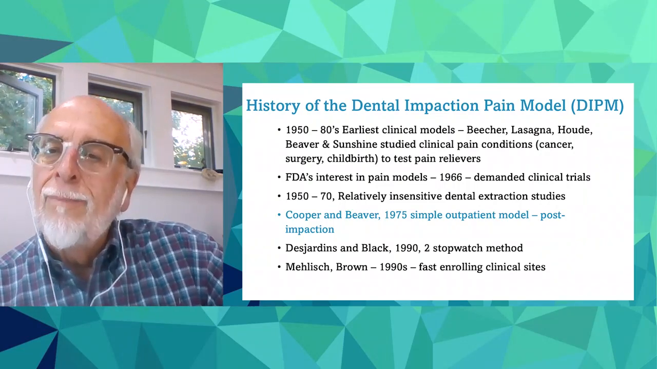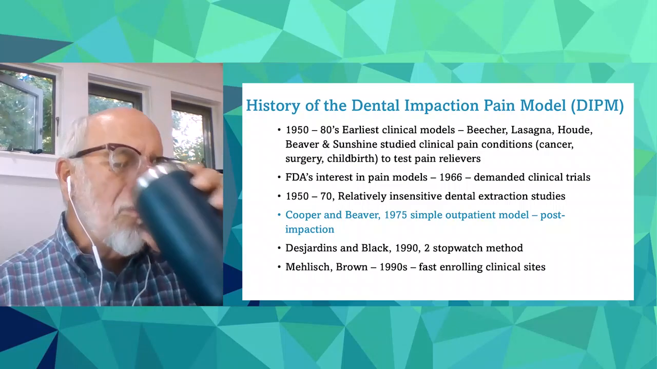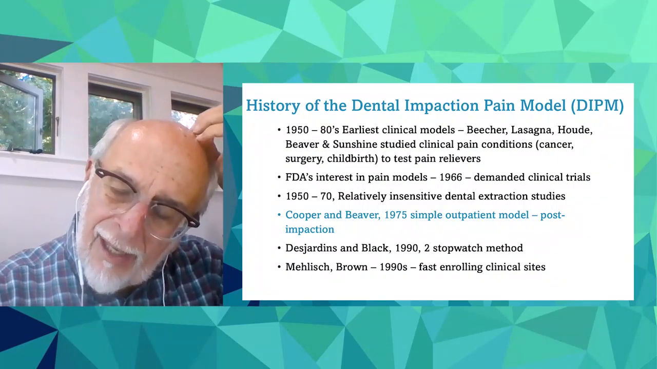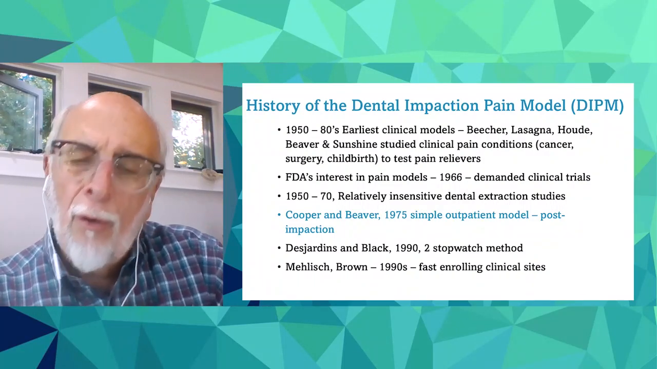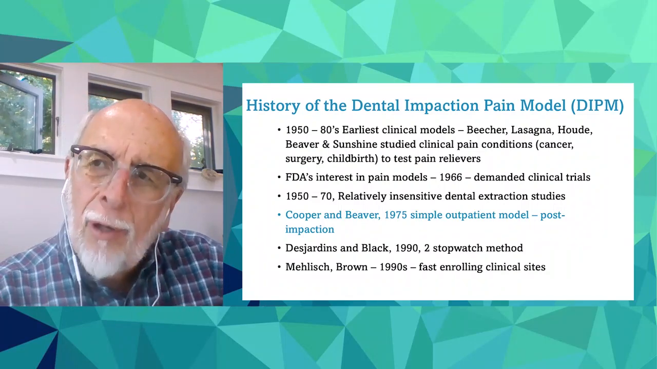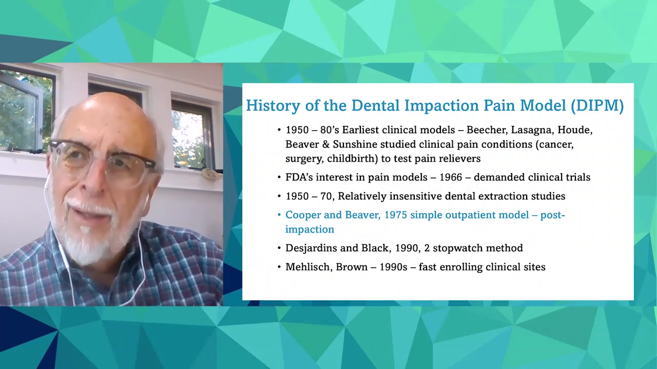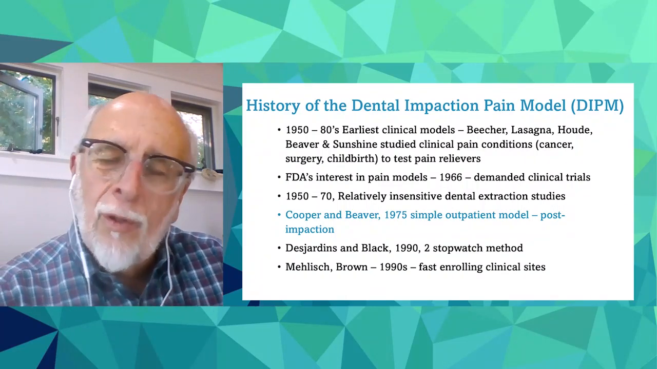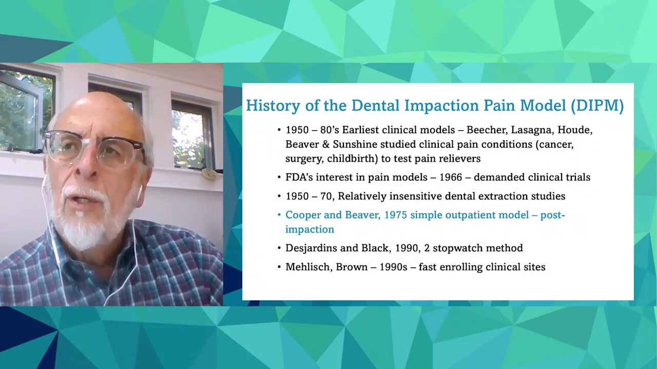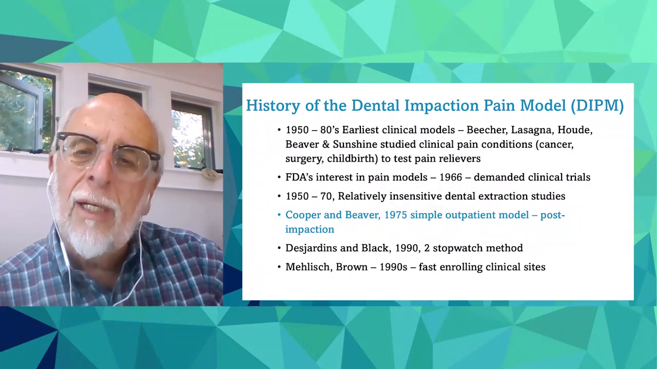How did this all start? In the 1950s and 60s, there were several investigators at Harvard and at Memorial Sloan Kettering who were studying, at that point, primarily opioid pain relievers. And the patients who had a lot of pain in those centers, which were amenable to the study, were cancer patients. So there were patients who were having cancer surgery.